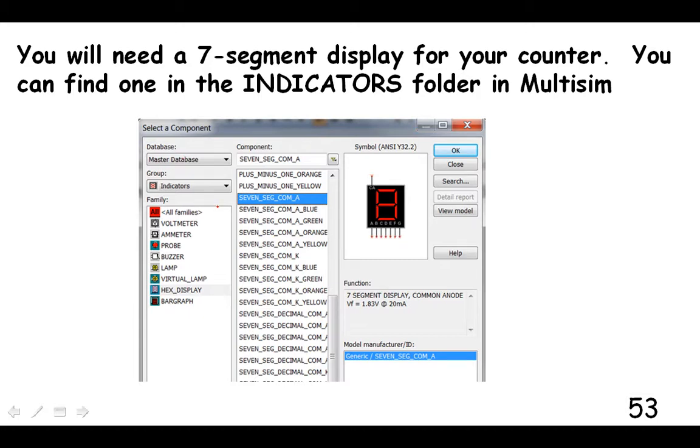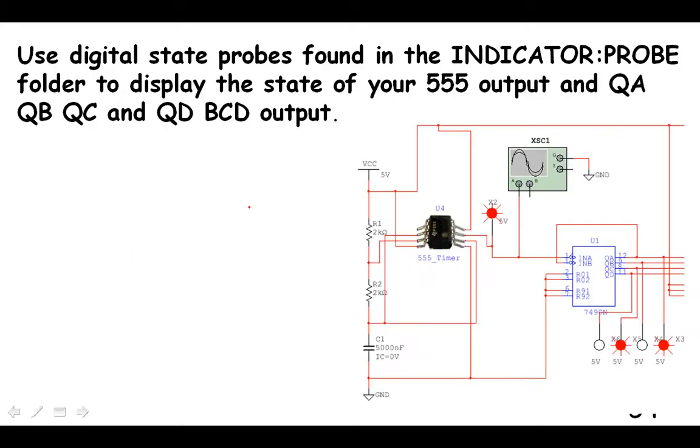Okay, and finally, you'll need a 7-segment common anode display, which is found in the indicators folder of Multisim. So there it is, and you can pick if you'd rather use a blue or green or orange. A little bit of variation is permitted. Use the digital state probes found in the indicator probe folder to display the output of your 555 timer. So I was using a newer version of Multisim where they allow you to make your chips look like real chips, although they wouldn't let me do it there. But I just thought it would be fun to do a real chip and let you guys do the one that looks like a simulated chip.